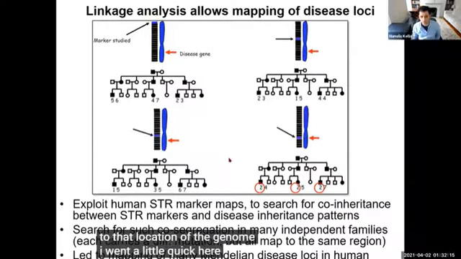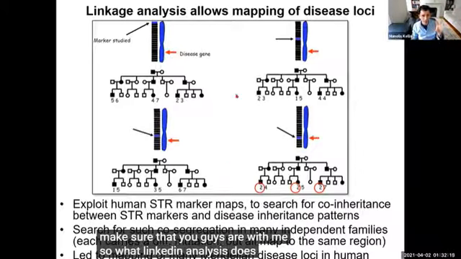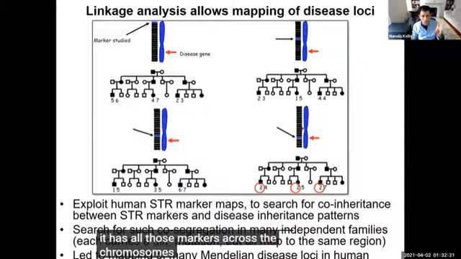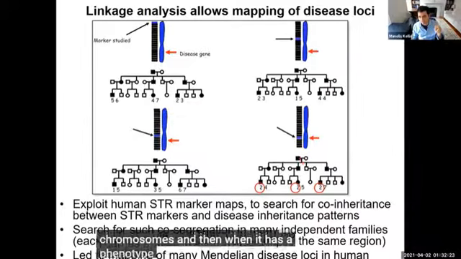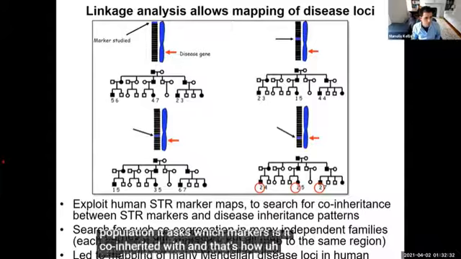I went a little quick here, but I want to make sure that you guys are with me. So what linkage analysis does is that it has all those markers across the chromosomes. And then when it has a phenotype that it traces across the population, it asks which markers is it co-inherited with. And that's how you figure that out.